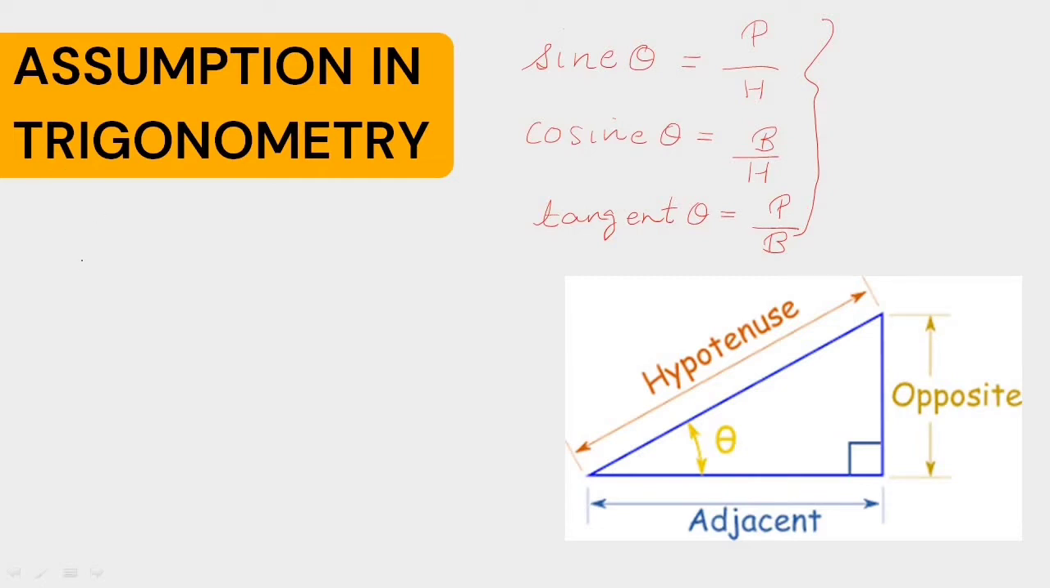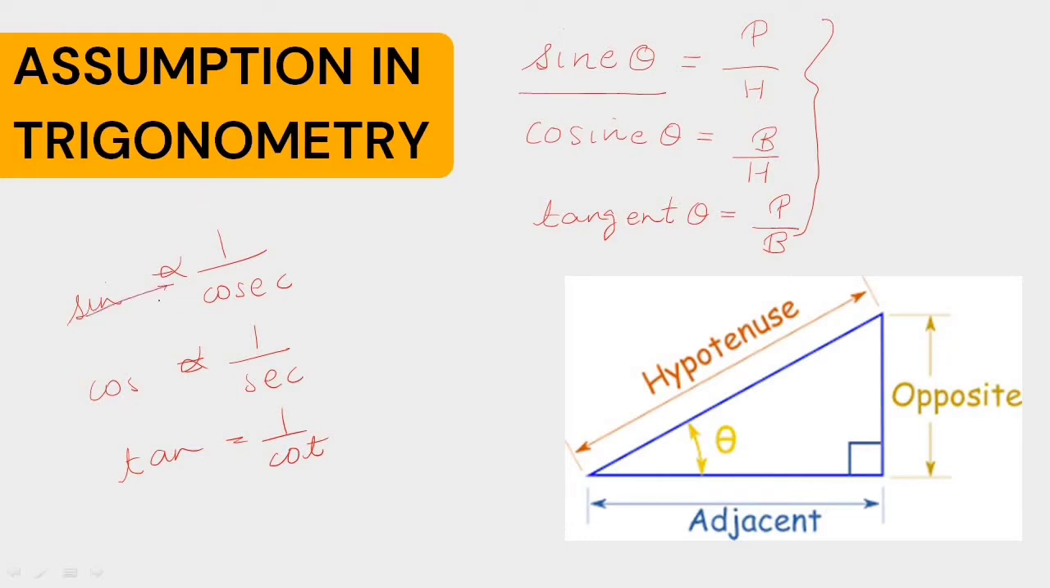One more thing we should keep in mind: inverse of sine is cosec, inverse of cos is sec, and inverse of tan is cot. Here I have written tangent and here I have written tan. So don't get confused between the words. They both are the same. Cosine and cos, sine, just look at the spellings which I have written here.